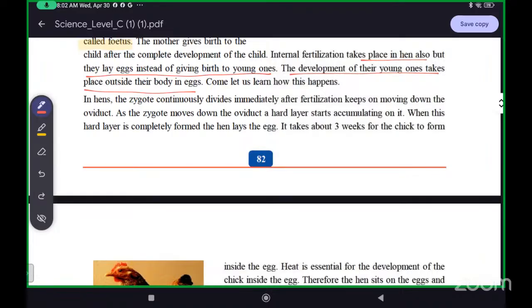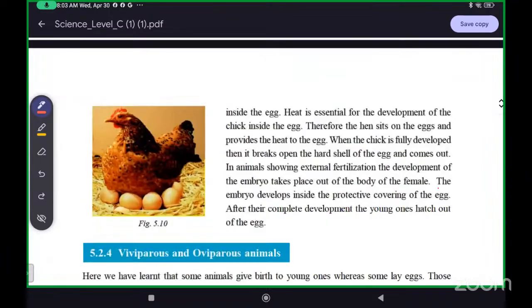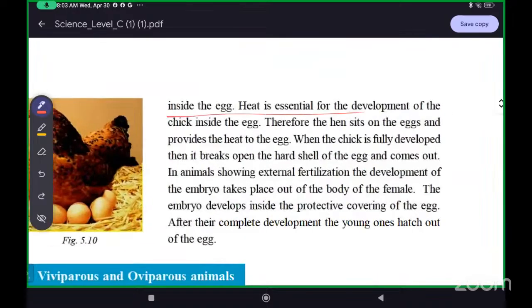As the zygote moves down the oviduct, a hard layer starts accumulating on it. When this hard layer is completely formed, the hen lays the egg. It takes about 3 weeks for the chicken to form inside the egg. Heat is essential for the development of the chicken inside the egg. That's why the hen sits on the eggs. When the chicken is fully developed, it breaks open the hard shell of the egg and comes out.